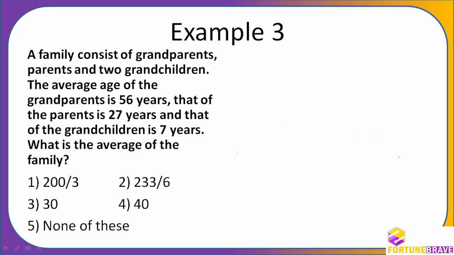Next question. A family consists of grandparents, parents and two grandchildren. The average age of the grandparents is 56 years, that of parents is 27 years, and that of grandchildren is 7 years. What is the average age of the family? Wonderful question. So this is again like a mains level question. So see here, grandparents are having how much? 56 into 2, plus parents are having 27 into 2, and the children are having 7 into 2.